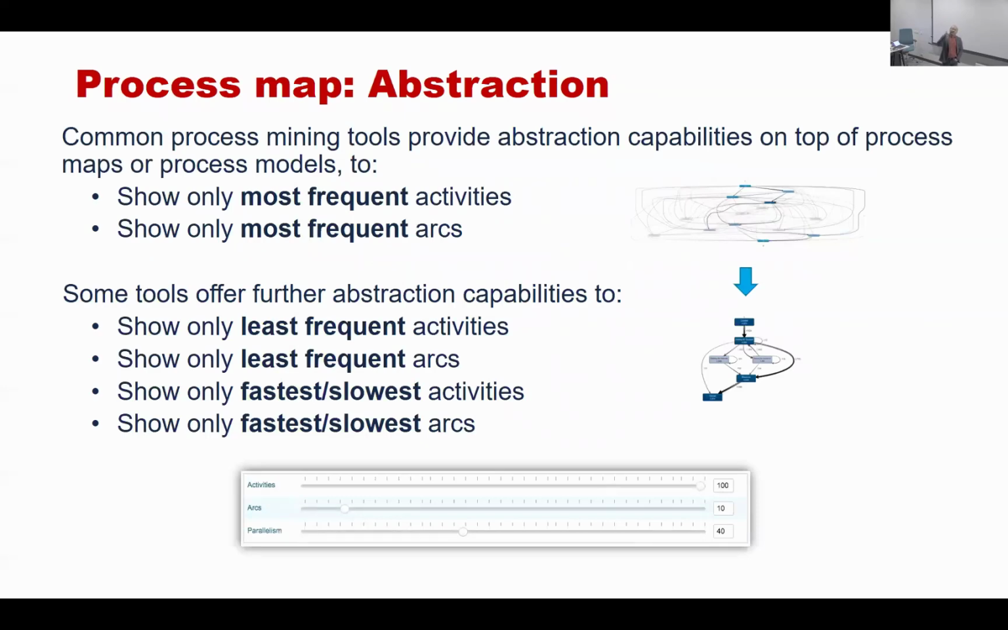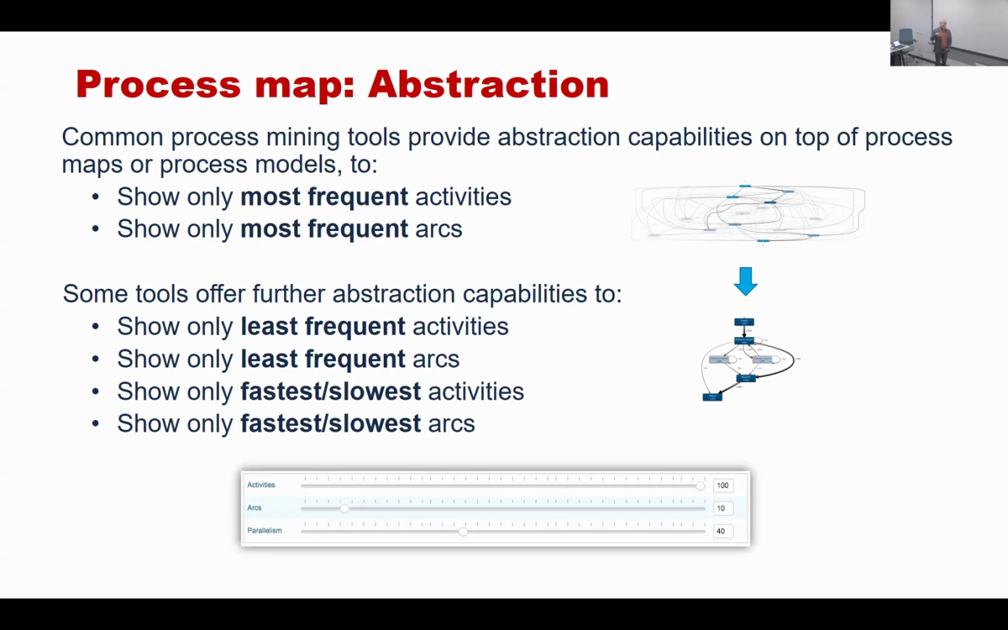Abstraction is like a visual simplification mechanism. Abstraction means that I'm going to hide some of the arcs or some of the activities in the process map in order to make it more understandable, so that instead of having a spaghetti like the one you see at the top, you have an enchilada, if you want, the one that you see at the bottom, that is a little bit more understandable.